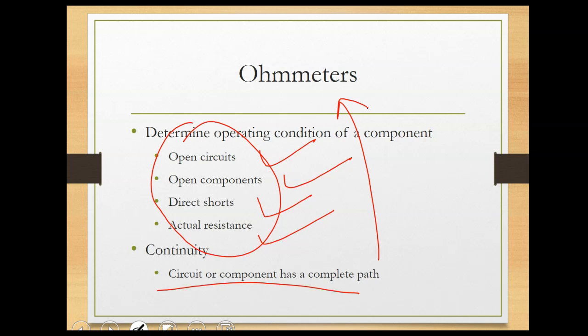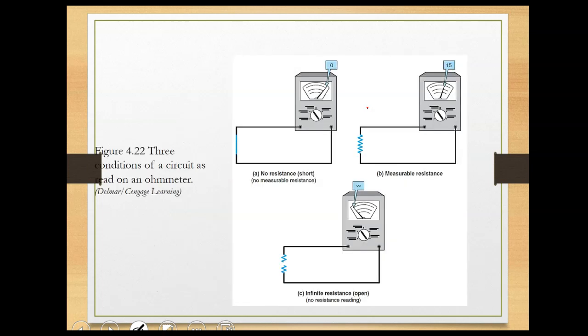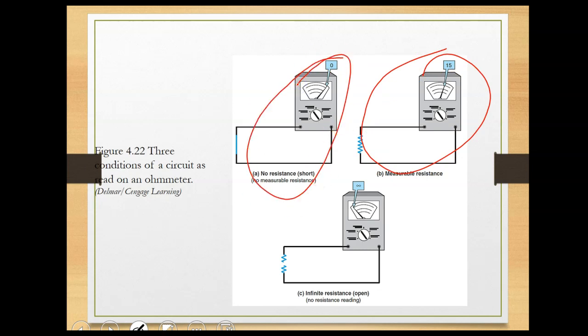There is continuity, but the resistance is very small, not measurable. So that's the difference. Continuity usually gives you a sound, or in some meters gives you a 0 or 1. Here's an example of a multimeter, 3 types. This one is a measurable resistance, so you see something. This shows you that there is no resistance at all, and this shows you infinity.